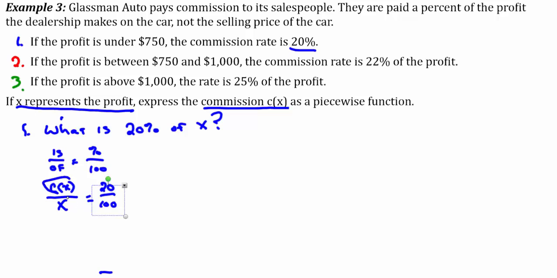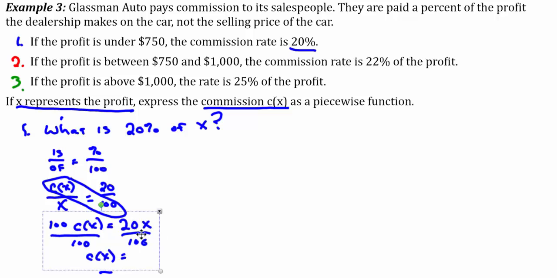Cross multiplying to solve for C of X, we should get 100 times C of X equals 20 times X. We'll divide by 100 to get C of X by itself, and we should end up with C of X equals 20 divided by 100. You can use your calculator to do that, or you can try to do that in your head. Should be 0.2x. So we have a first equation that's going to go into our piecewise function: C of X equals 0.2x.